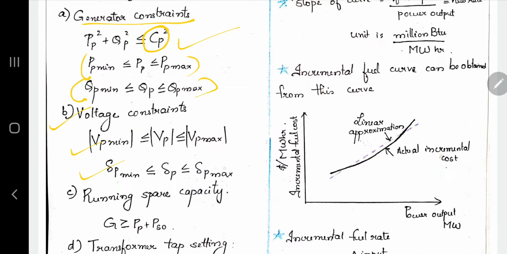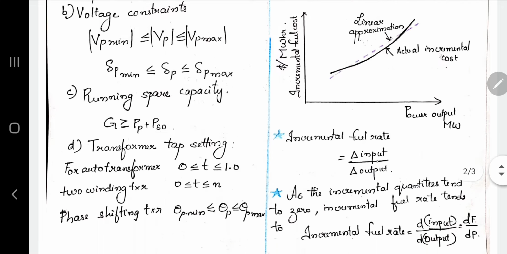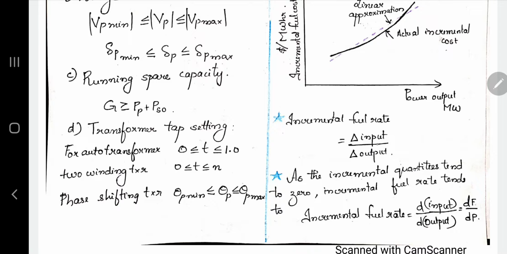Then next comes the running spare capacity. So what is meant by running spare capacity? The generation should be able to meet the forced outages of one or more alternators on the system. And one more, if there is any unexpected load in the system, that should also be met. So if there is any outage or if unexpected load is coming, then the generation should meet that load demand as well as that outage.